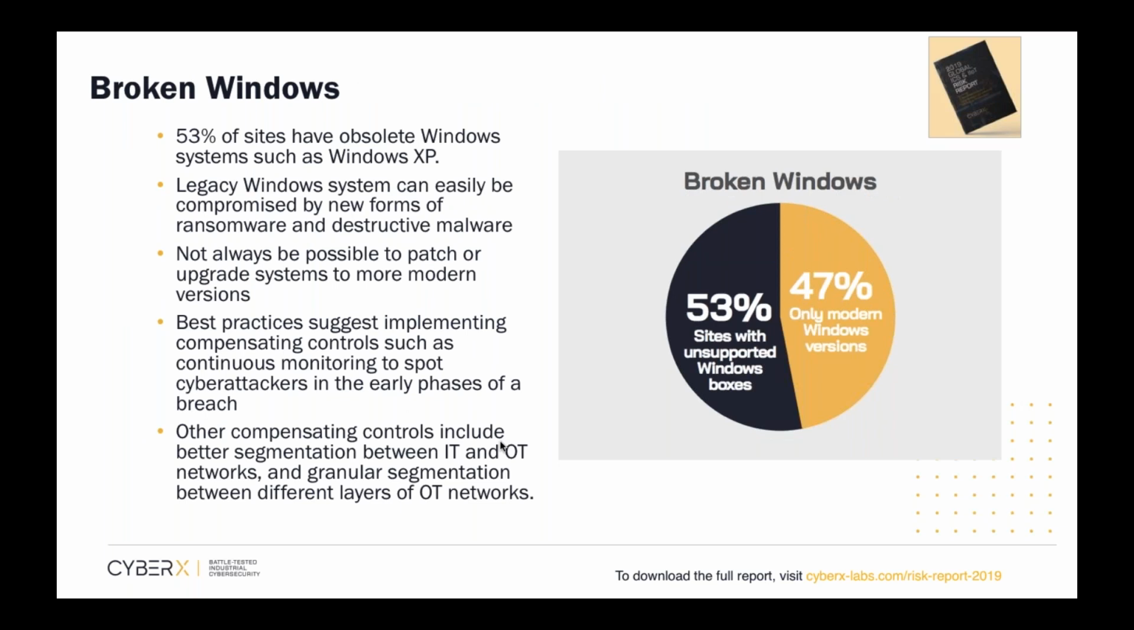So we talked in the very beginning about legacy Windows boxes being sort of a feature or a bug of OT systems. In our findings of actual networks, 53% of the sites we looked at had obsolete Windows systems, such as Windows XP. Basically, we count obsolete as a Windows system that Microsoft is no longer issuing patches for. It probably goes without saying, but legacy Windows systems can easily be compromised by new forms of ransomware or destructive malware. EternalBlue, I believe, is one such example.